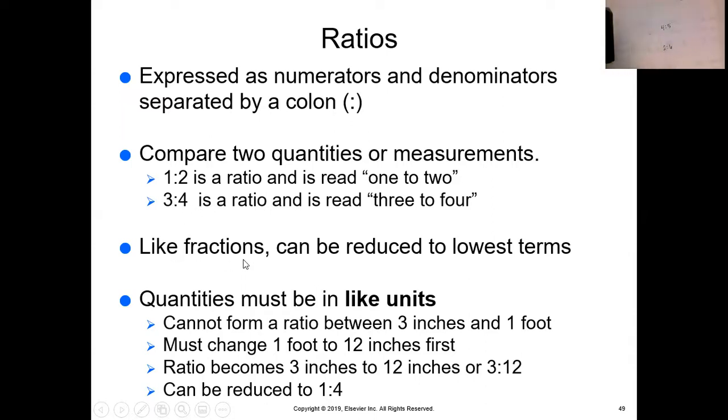Just like fractions, we can always reduce these into the lowest terms, so please make sure that you do that on your assignments. Also, a really important concept that we will cover in later chapters: quantities must always be in like units. They give the example here, we can't compare inches to feet in a ratio. We would first have to change this foot into inches before we could compare the two. So let's take a look at a couple examples here.